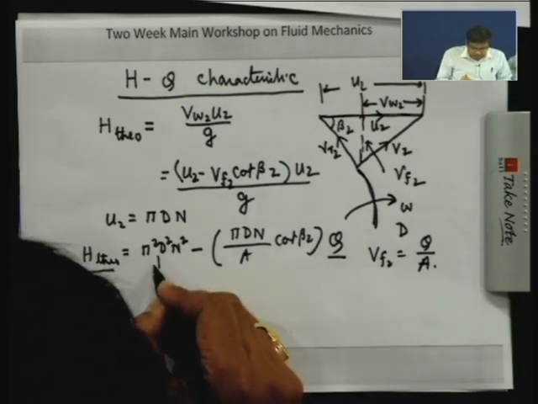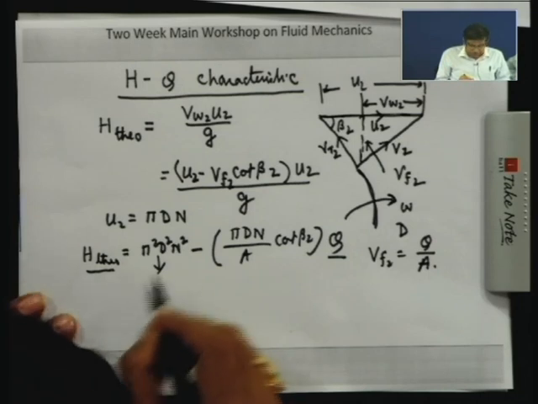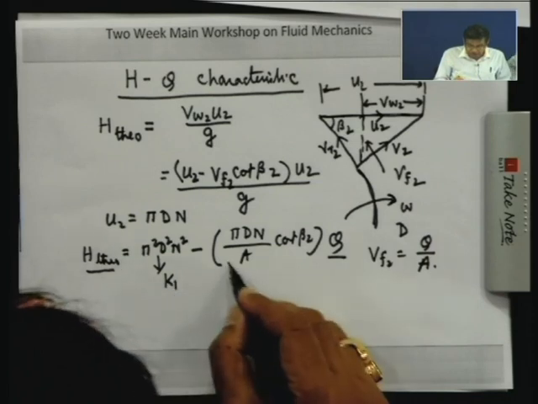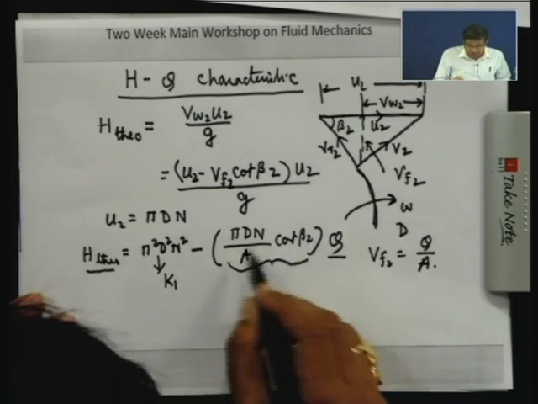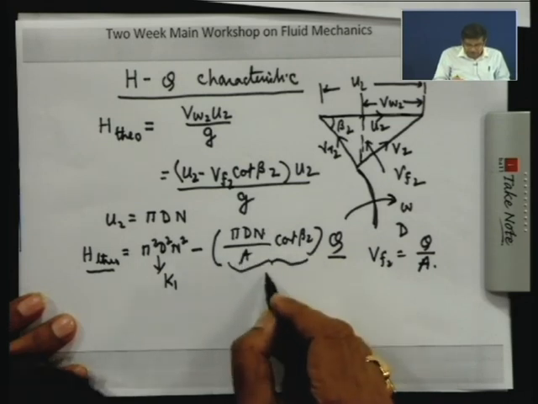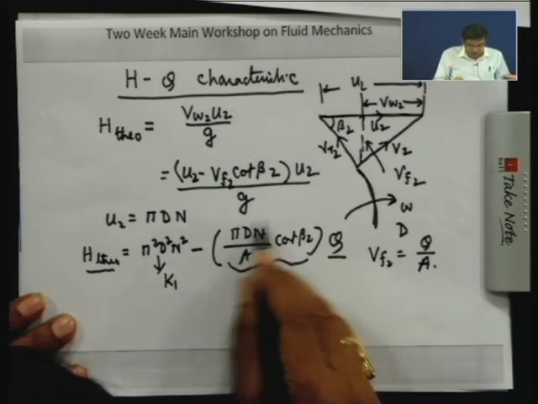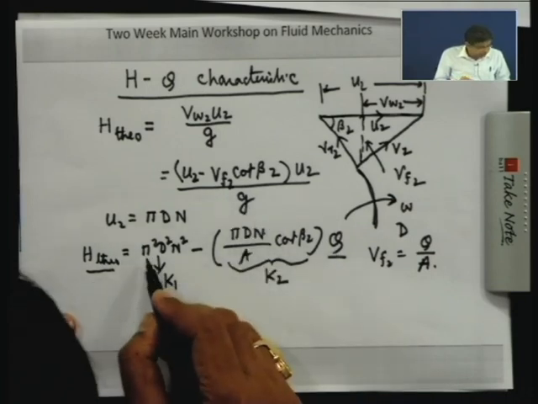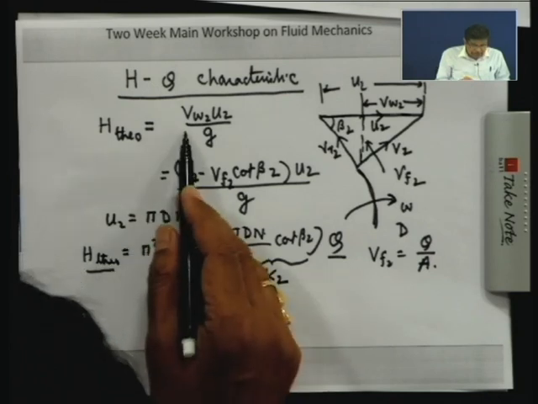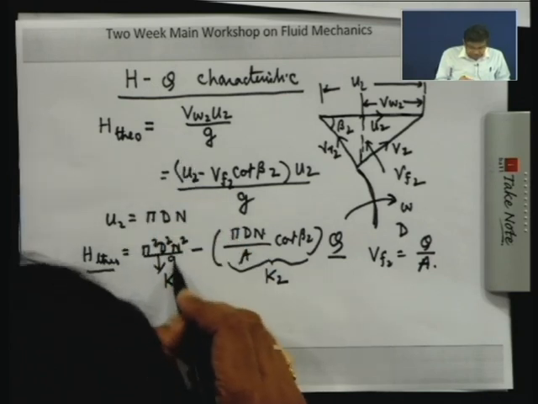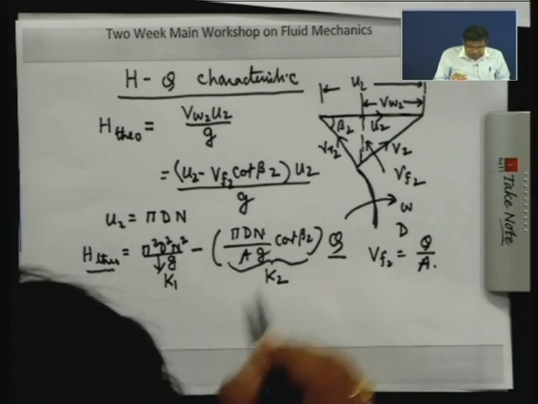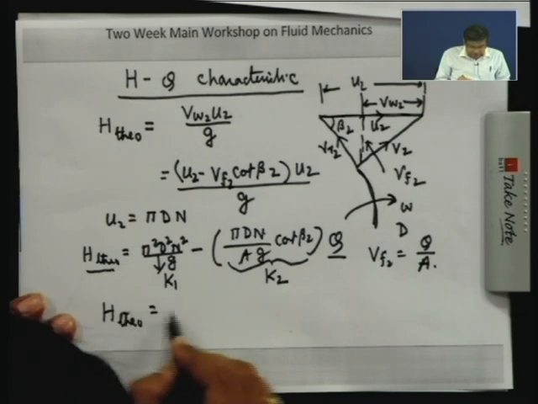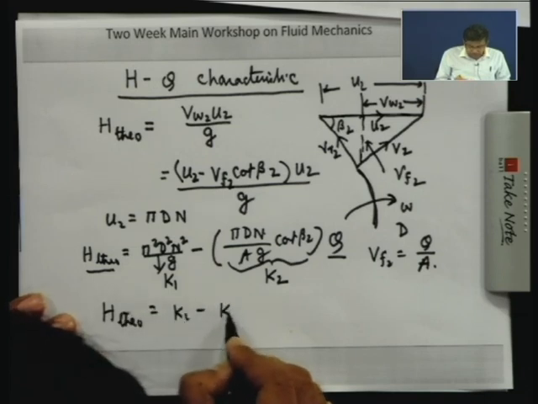Now, for a given pump impeller diameter and rotational speed, this is constant and defined as K1. Similarly, for a given geometry, pi d n by A cot beta 2 is constant, which I define as K2. Everything will be divided by g because we are writing the theoretical head. So there will be g, K1 and K2. So H theoretical is K1 minus K2 Q.